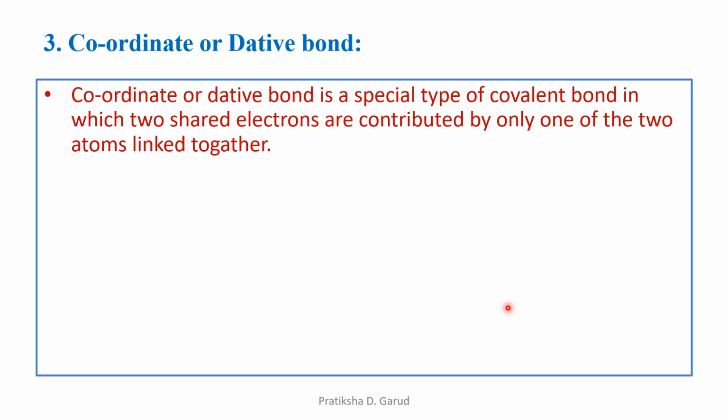So let's see the definition. Coordinate or the dative bond is a special type of covalent bond in which the two shared electrons are contributed by only one of the two atoms linked together, right? So out of the two atoms, only one atom is providing the electrons. Now, as only one atom is giving its electron, that means these electrons must be extra electrons. So these extra electrons are known as the lone pair, and the atom which is donating this lone pair is known as the donor atom or the donor site.